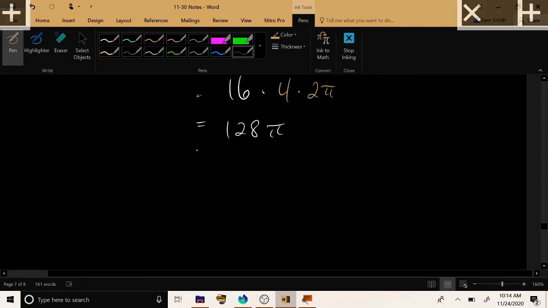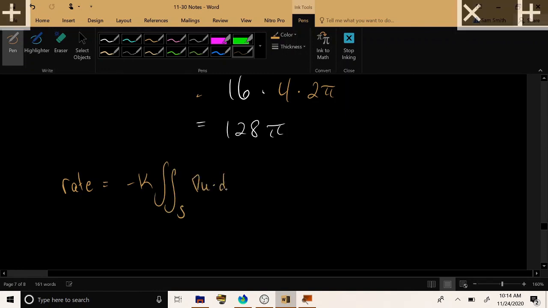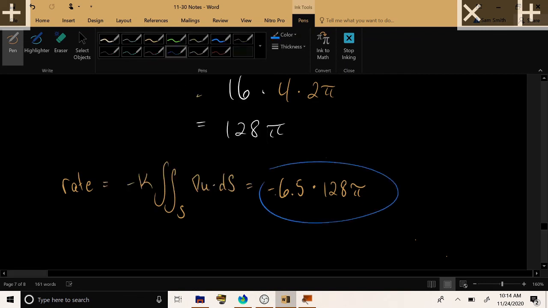So finally, what is the rate of heat flow? The rate is equal to negative k times the surface integral of the gradient. We found that the surface integral of the gradient was 128 pi. We were told that the conductivity was 6.5, and so this product of 6.5 times 128 pi, make it negative, would be the rate of heat flow outward across this cylindrical surface, not including the circular caps at the ends of the cylinder, just including that cylindrical tube on the outside.